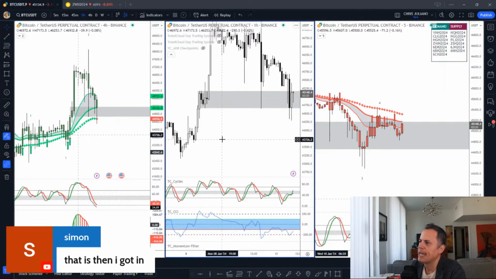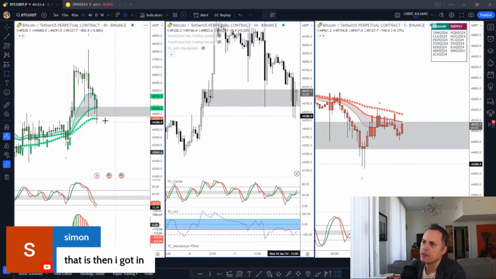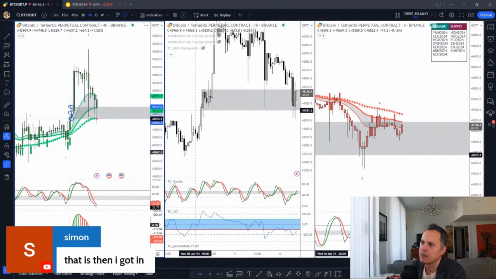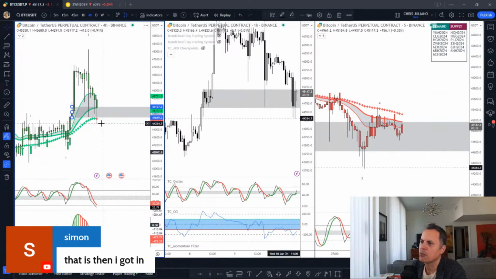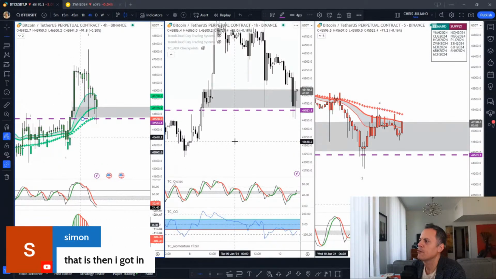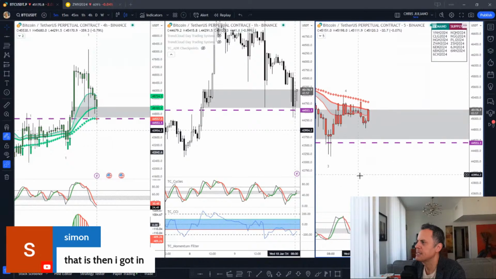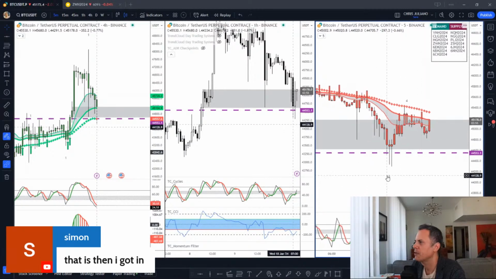All right, and where is it heading? And look at that. So we could actually, well, we'll draw another one. But the 50 simple, let's make a line right there. That is your 50 simple moving average on the 4-hour chart. So that's a level. So it's hitting those levels, right? It's hitting those levels.